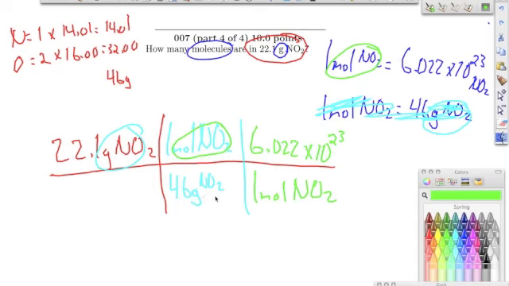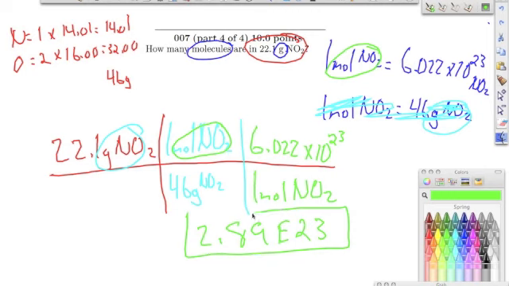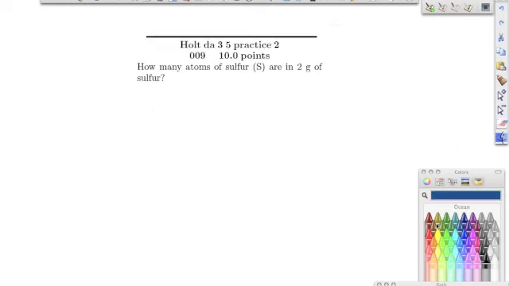Now when we plug that in the calculator, we should get an answer right around 2.89 E, which is times 10 to the 23rd, and that would be molecules. Main thing on this is make sure we have our conversion factors. We put that one because it said molecules. We put our molar mass because it had grams. Alright, moving on to number 9.